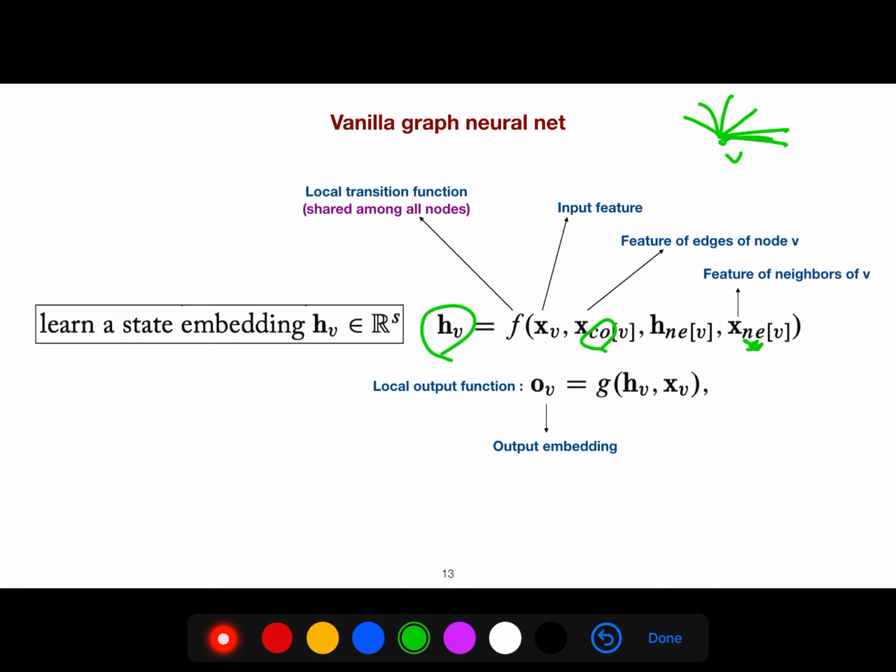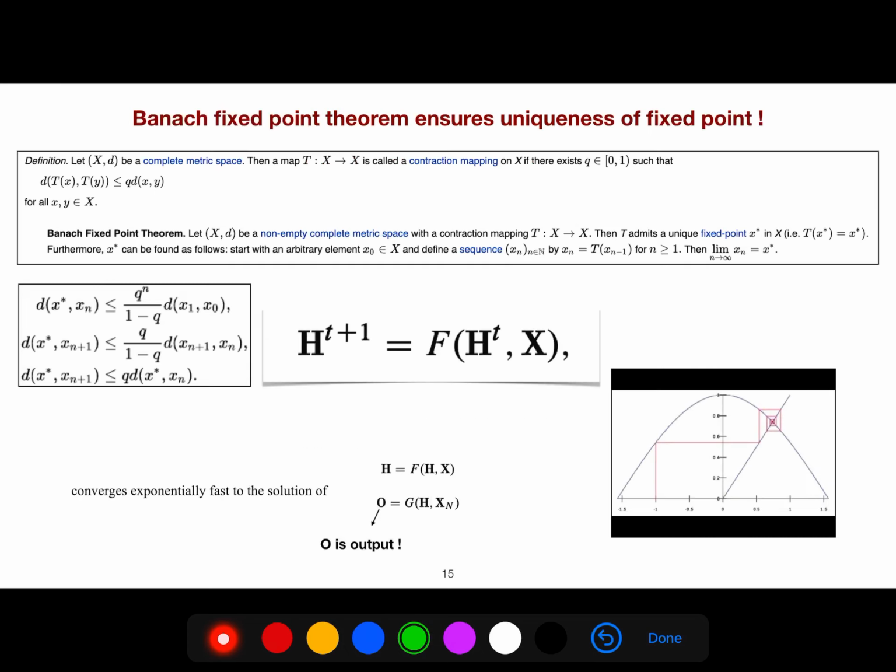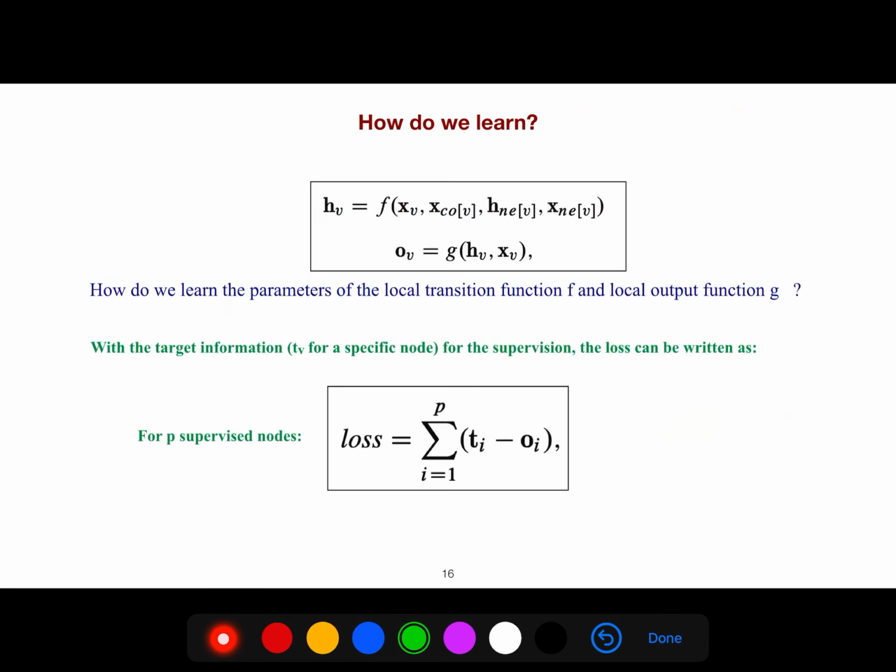For example, if you have an image, it has, for example, 1024 pixels, and this is the dimension. And you have the output embedding, and you can see it's just a recursive iteration that you can use the Banach fixed point theorem to show that it is unique. After a while, it converges, and O here is the output, so it converges to a solution.